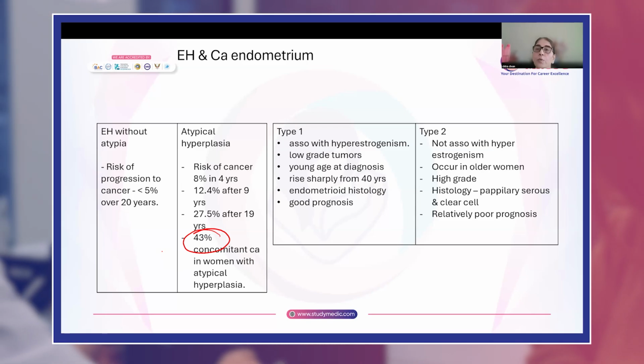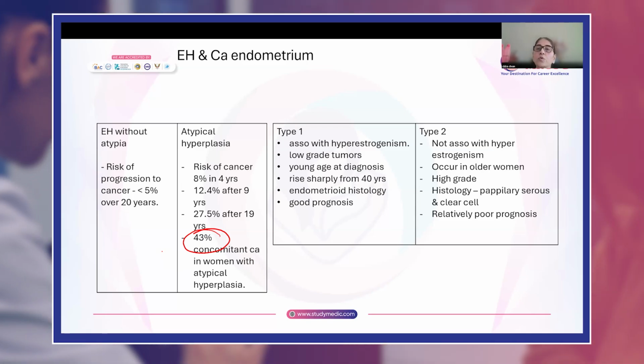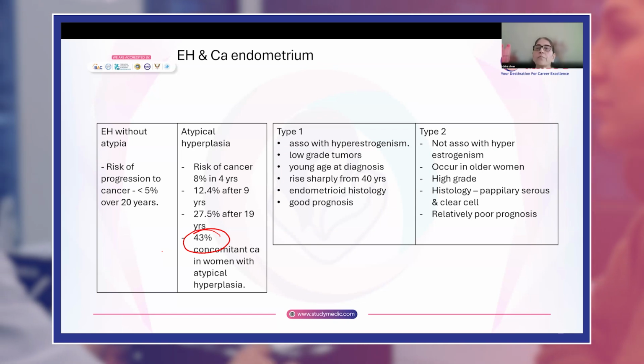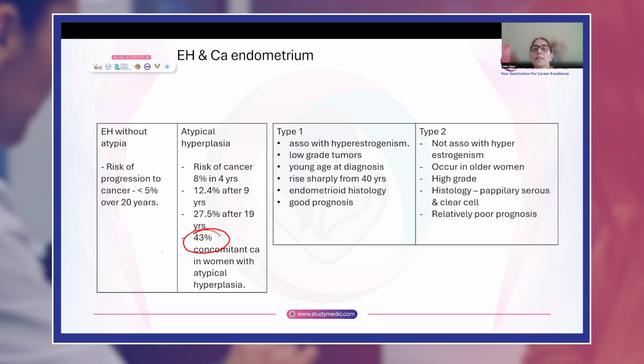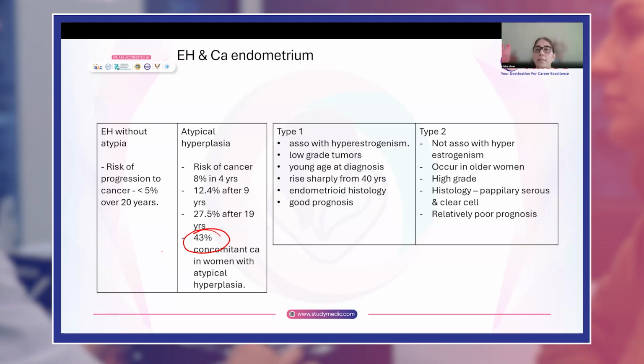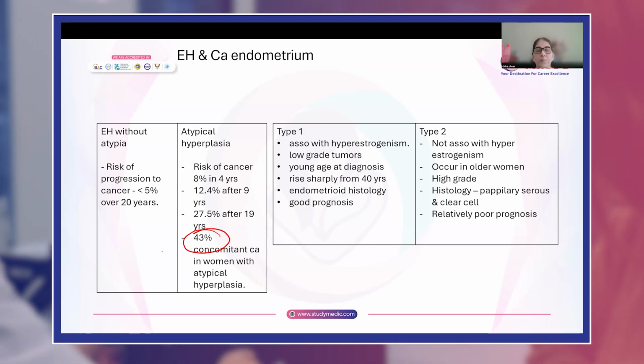Now, type 2 is the one that is not associated with hyperestrogenism, and it is usually seen in older women, more than 70-75 years of age. That is the type where you will see type 2 tumors. These are usually high-grade tumors. So you have papillary, serous, or clear cell tumors, and the prognosis is relatively poor for type 2.